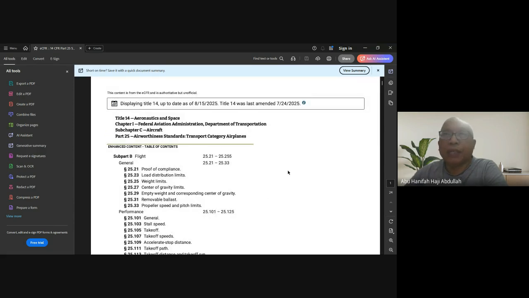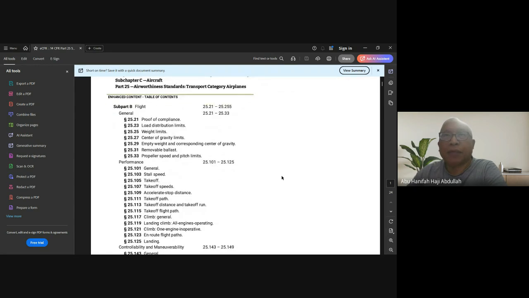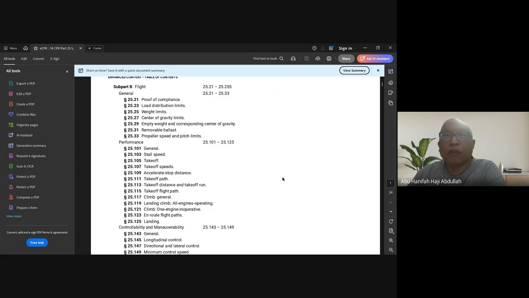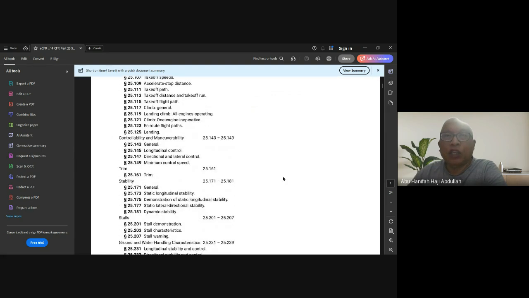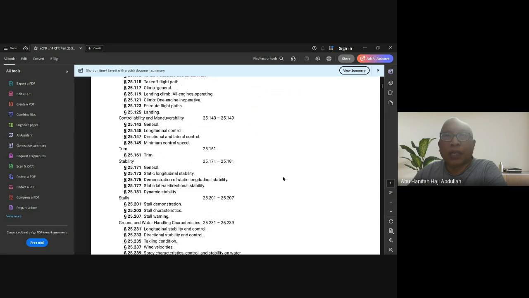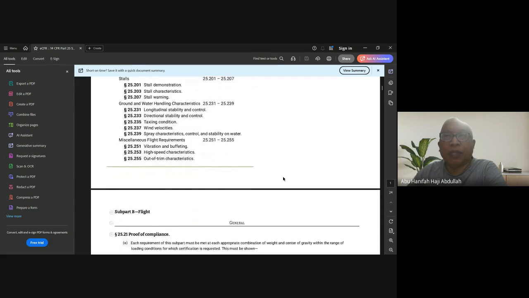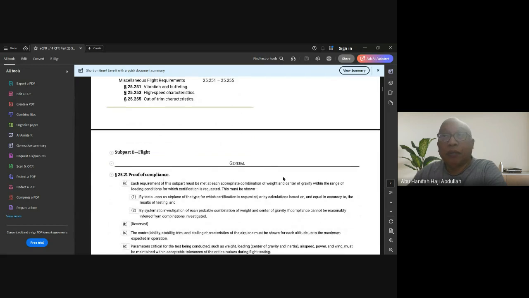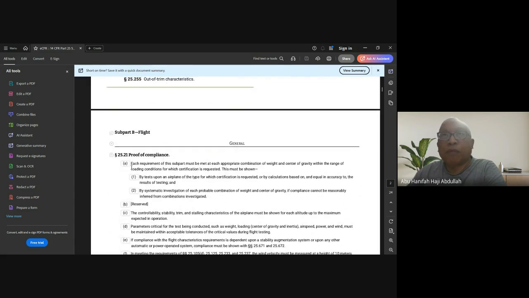So this is the content detail of the subpart. We can see Subpart B: flight, performance. I just discussed this. Control and maneuver, trim, stability, stall, ground and water handling, and miscellaneous flight requirement. Then you go into the text itself. I will highlight a few issues which are important. For example, proof of compliance.